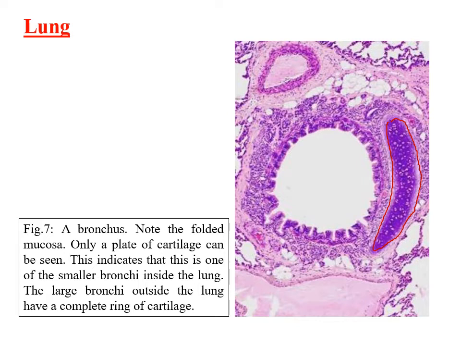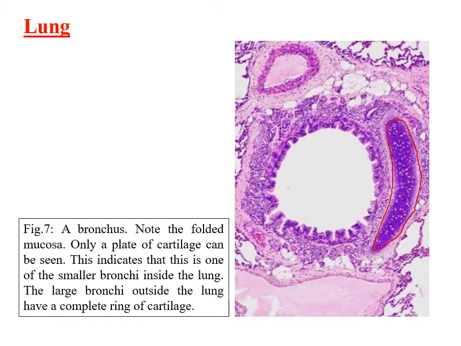If this cartilage was a complete ring around the bronchus, this would indicate that this is one of the larger bronchi that are found outside the lung. So if I can see a complete ring, this means that this is one of the larger bronchi outside the lung. If I can only see a plate, a small part of cartilage, this means that this is one of the smaller bronchi inside the lungs.